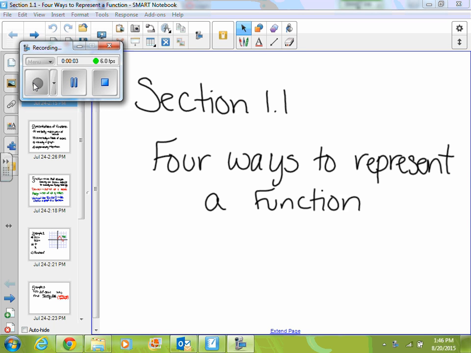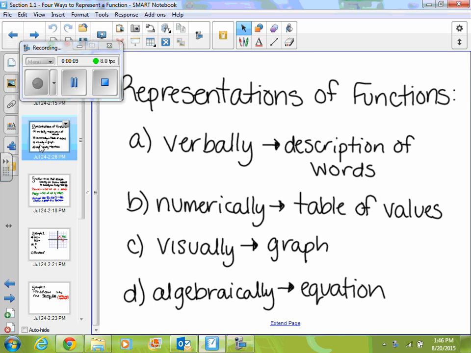So today we're going to start section 1.1, which is 4 ways of representing a function. This should be a review from Algebra 2 and Pre-Calc, but just how we graph and how we represent various functions.